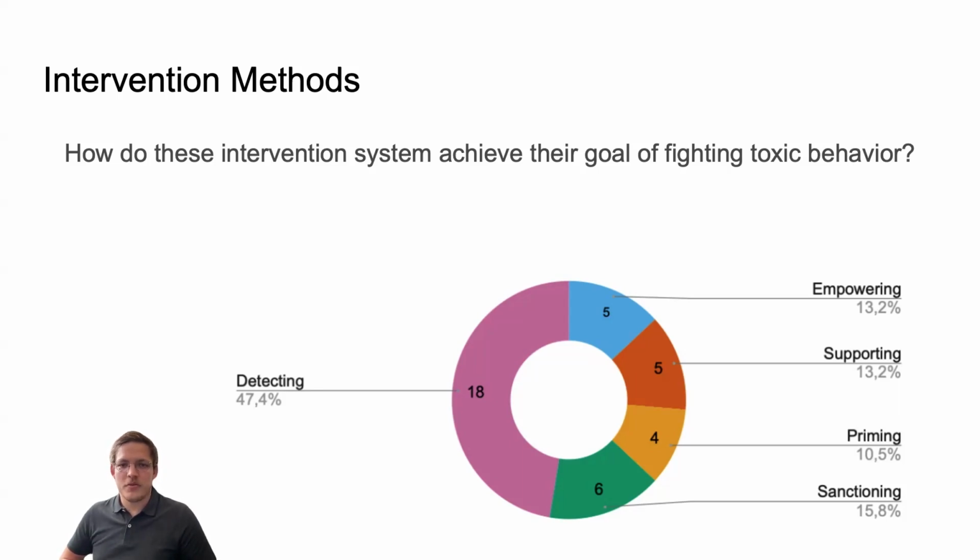Lastly, for our third question, we identified how intervention systems achieve their goal of fighting toxic behavior. Here, we identified 5 themes. First, we found that a significant majority of intervention systems stick to detecting toxic behaviors in the different communication channels. Further, we found systems that empower players by providing tools to combat the effects of toxicity themselves. Systems that provide support to the player after being exposed to toxicity. Systems that create awareness of what is and what is not allowed or acceptable within a certain community. And lastly, we found systems that apply sanctions to players, often consisting of various types of exclusion.